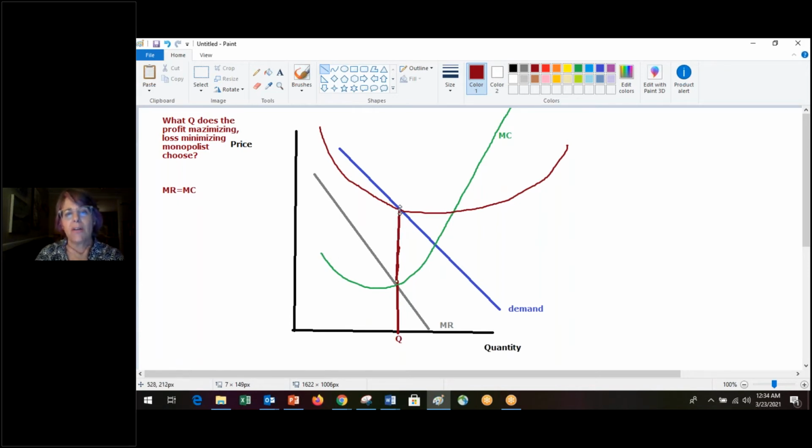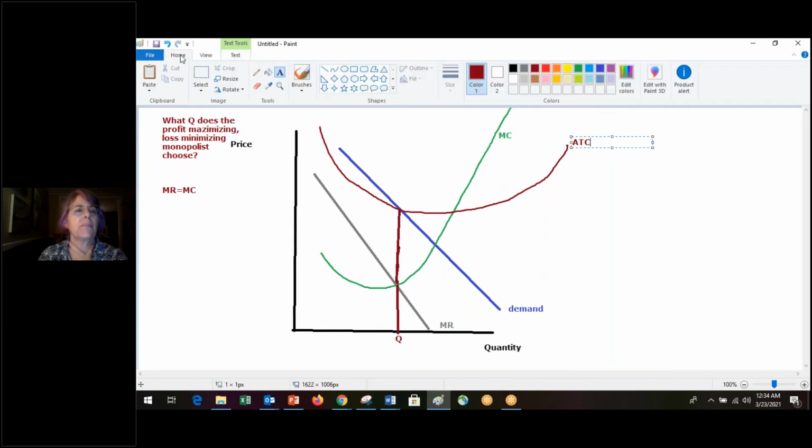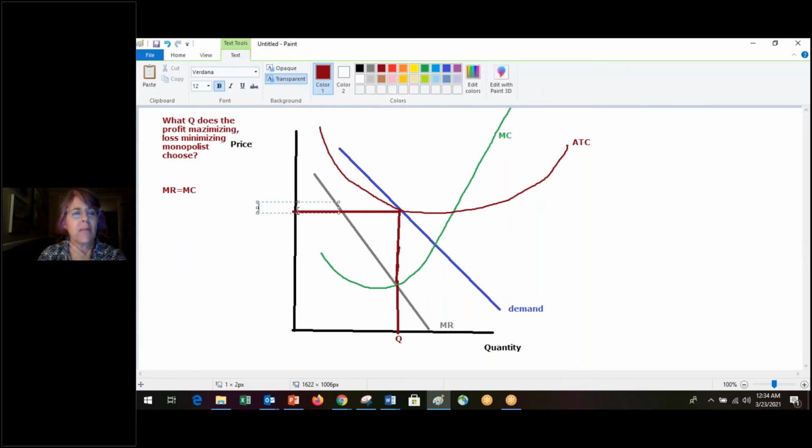When you hit the demand curve, it just so happened I drew it so that the average total cost curve is right there, which I didn't mean to do. So right there, where the Q hits the demand curve, is where the price is. This is going to be your price.